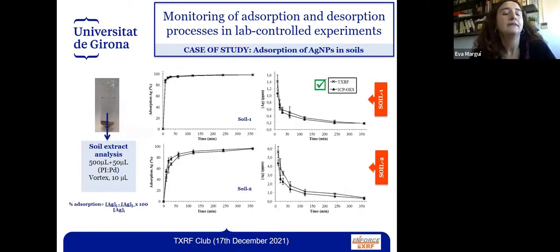Regarding the monitoring of absorption, as you can see over time, the silver content is decreasing, and this is because it is absorbed to the soil. We also compared the silver concentrations with ICP-OES, and we found that there were no statistically significant differences. So we realized that we can use TXRF for this purpose.